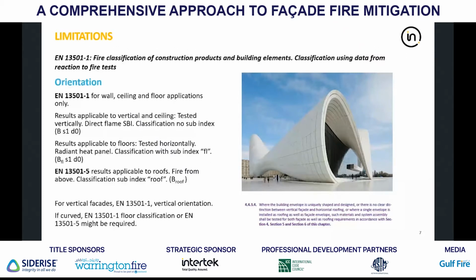So in general, for vertical facades, you need to make sure it's EN 13501-1 and that it was classified in the vertical orientation. Today, moving forward, the most common one is 13501-1 in the vertical orientation. So we're going to focus on the requirements of this.